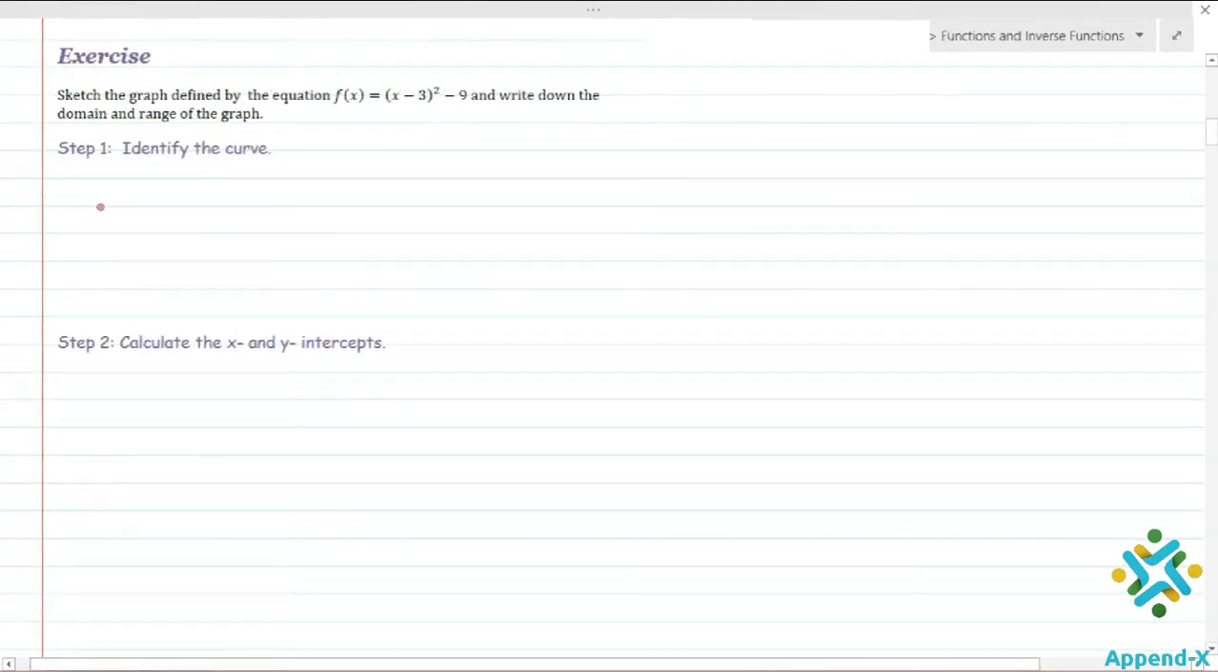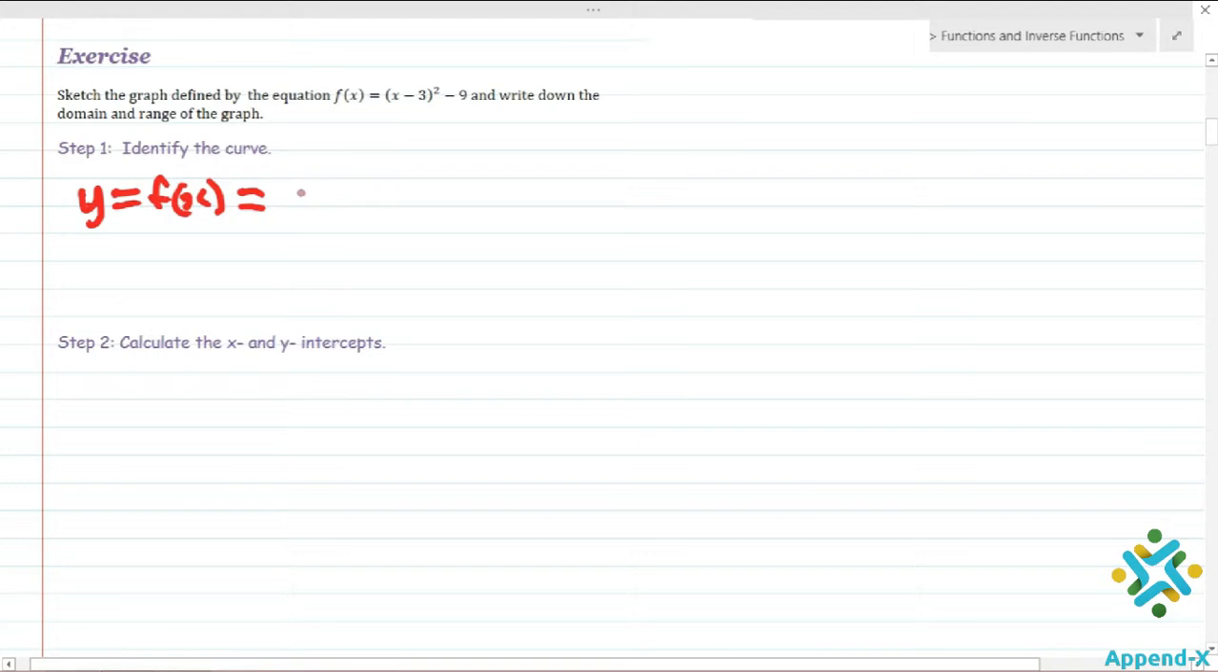In this exercise, we are required to sketch the graph defined by f of x is equal to (x minus 3) squared minus 9. Next, we are required to write down the domain and range of the graph, okay? Now, the first step, which is step 1, is to identify the curve from the given equation, okay? Now, our given equation is an equation of the form y is equal to f of x. Remember, f of x is just another way of saying y is a function of x.